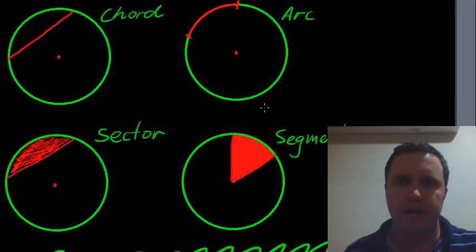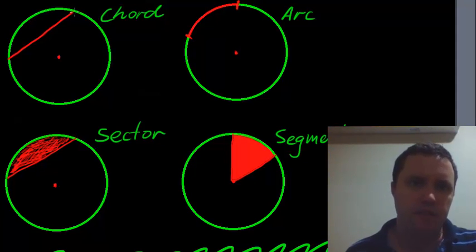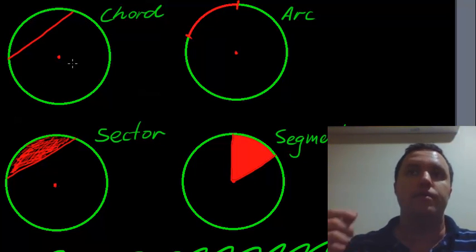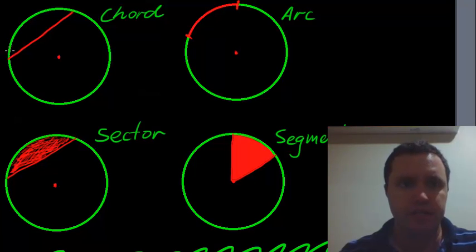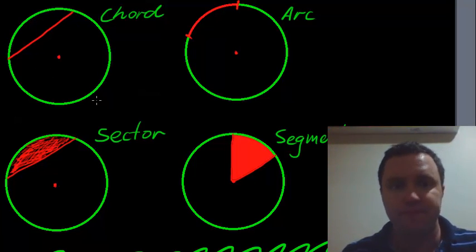We also have a chord, which is a line that goes from edge to edge but doesn't go through the center. The diameter is the one that goes through the center, whereas a chord just goes from edge to edge without going through the center.